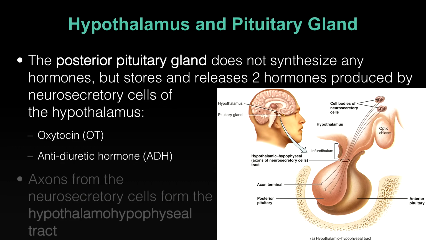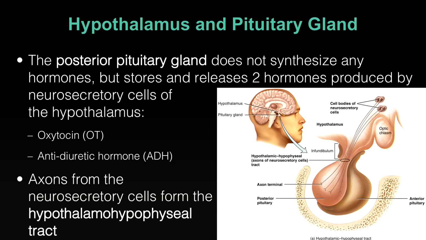Antidiuretic hormone comes into play there. It's slightly different because the posterior pituitary doesn't synthesize hormones. Instead, those neurosecretory cells from the hypothalamus extend all the way down into the posterior pituitary and release hormones directly into the blood. So the neurosecretory cells over here send oxytocin and antidiuretic hormone into the posterior pituitary, where they are released into the inferior hypophyseal portal system.